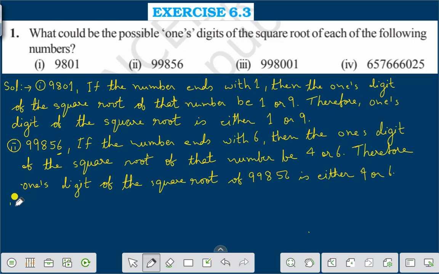Now question number 3. You see the number is 999980001. Let's see. If the number ends with 1, then the ones digit of the square root of that number can be 1 or 9. Therefore, the square root of this number will be 1 or 9.